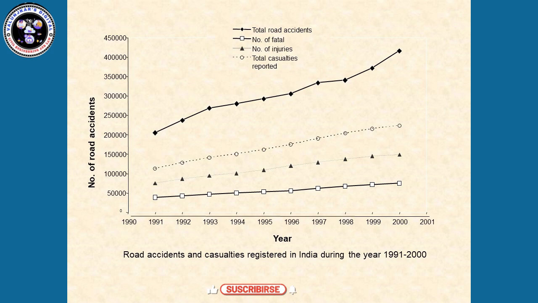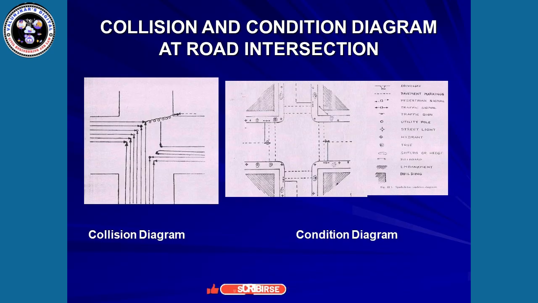Now here is the graph for 1990 to 2001 showing the number of road accidents, number of fatalities, number of injuries and total casualties reported. Now the collision condition diagram. At the road intersection, the collision diagram looks like this, and the conflict points are either right angle, rear collision or front collision.